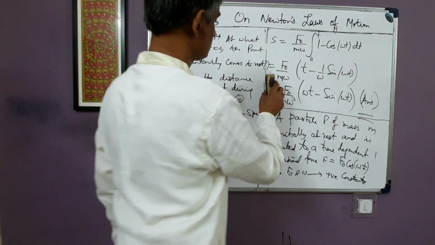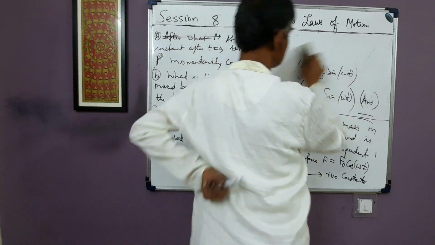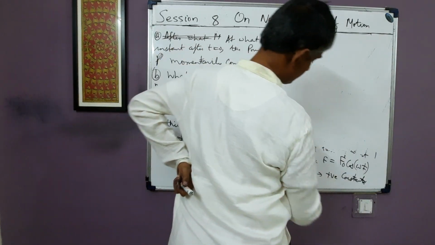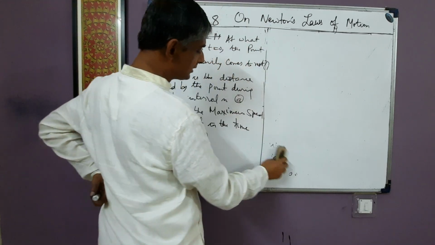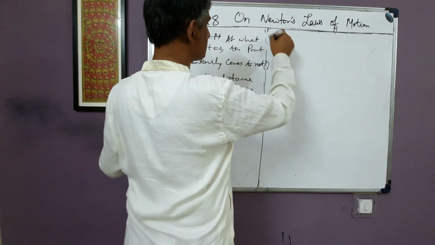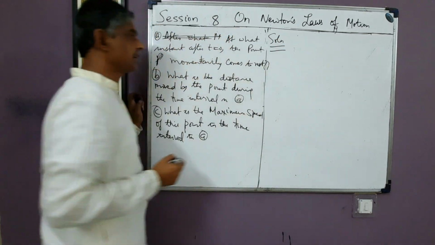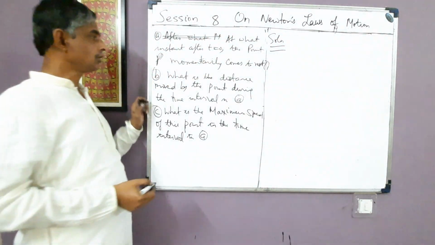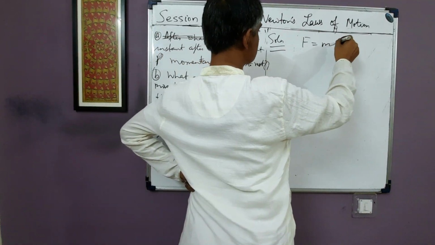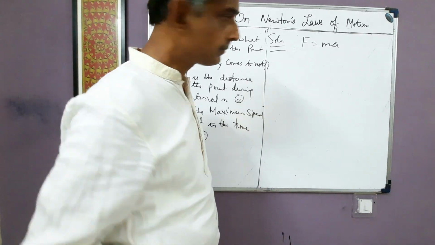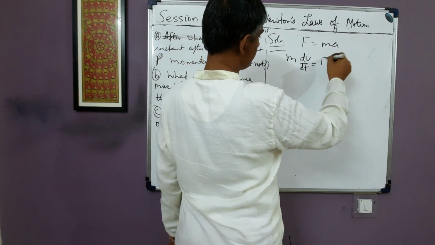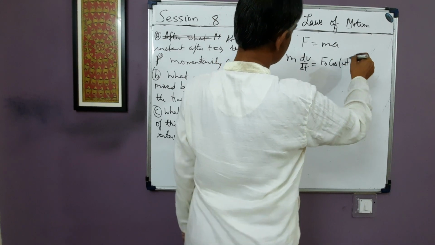So now, the first thing is, after what minimum time starting from the initial instant does it first come to rest? How to solve this question? We apply Newton's second law to this point at an arbitrary instant. The net force F on the particle equals mass times acceleration along a straight line motion. M times a becomes m dv by dt, and F becomes F naught cos omega t.